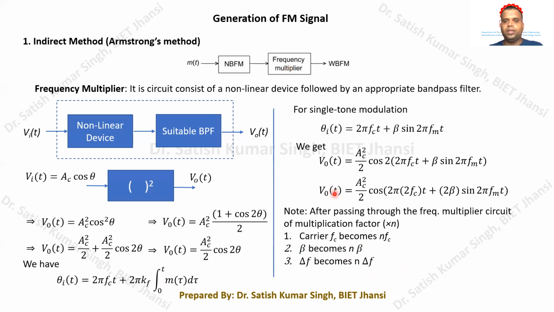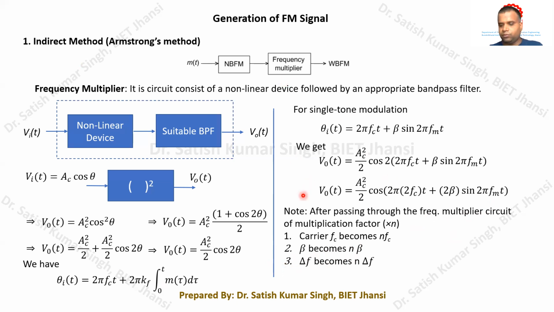Now, if we understood these things, one more point we have to take care of is the modulating frequency. The baseband or message signal frequency fm that we have taken does not change when we pass the signal through the frequency multiplier. It remains equal to fm. That is the more important point. It affects the carrier frequency, the modulation index, and the frequency deviation, but it doesn't change the message frequency fm. This is the effect of the frequency multiplier.